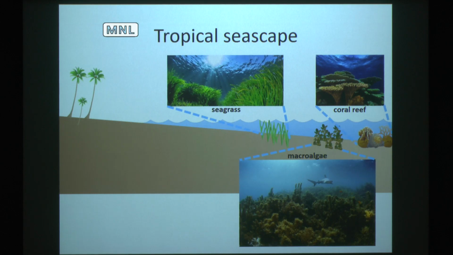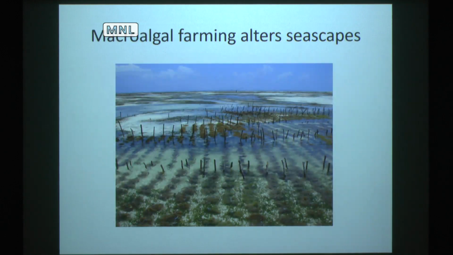And there's another type of macroalgae habitat that can exist as a result of anthropogenic activities. So in many tropical locations, anthropogenic activities have altered seascapes, and macroalgal farming is one of these examples. The locals farm this macroalgae to export it as a gelling constituent for toothpaste and cosmetic products.